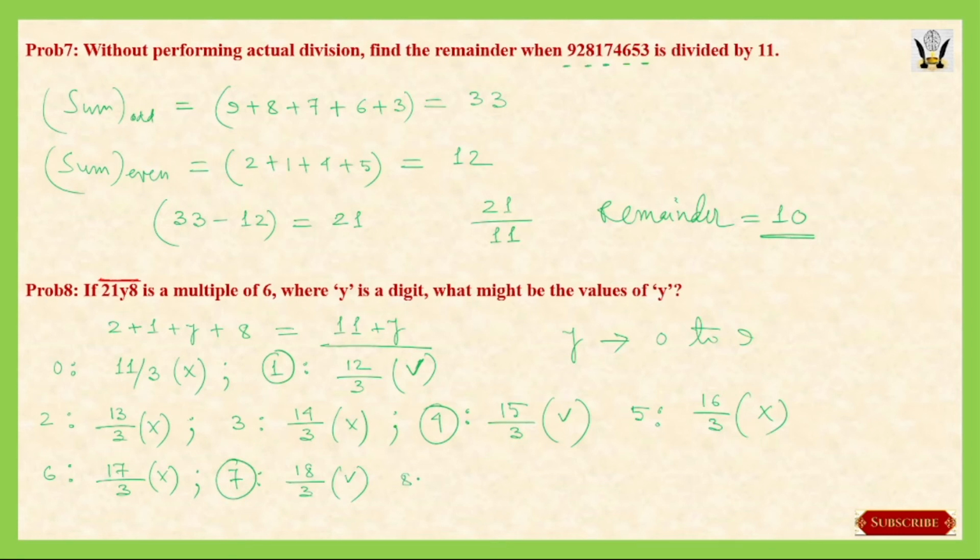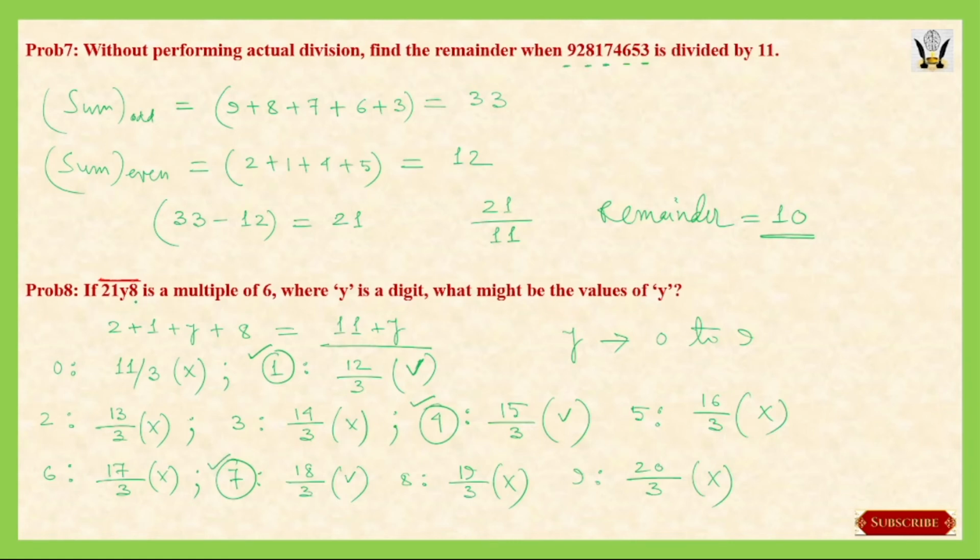And then the next value is 8, and 11 plus 8 is 19. 19 is not divisible by 3. And the last value that y can have is 9. And 11 plus 9 is 20. 20 is not divisible by 3. That means the possible values that y may have are 1, 4, and 7.